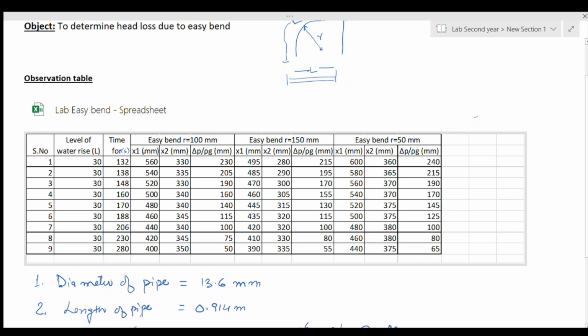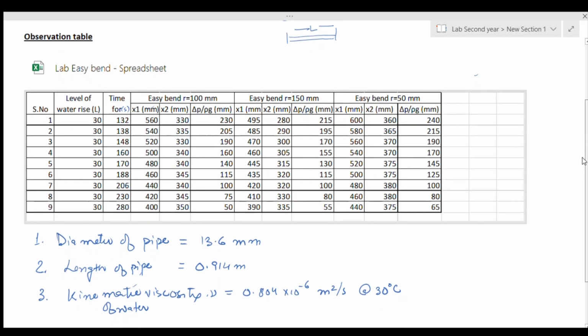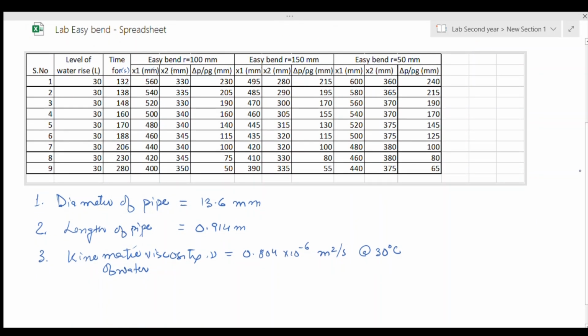And then x1 and x2 here are the readings of the liquid, and we have taken water as the liquid here in the two pipes of the U-tube manometer. And then del P by rho g is actually the difference between these two readings. And we have done that for these three bends, that is, bends with 100 mm, 150 mm and 50 mm radius.